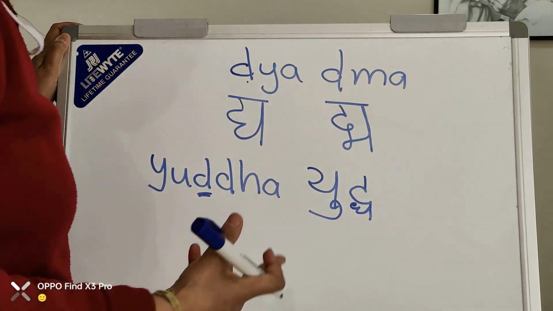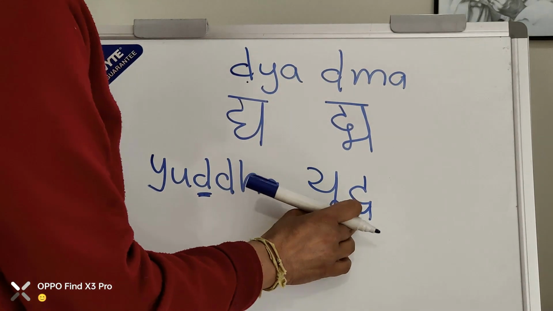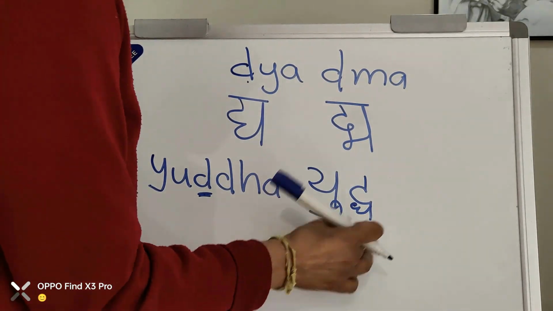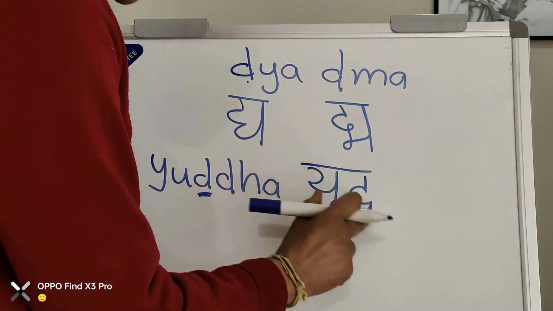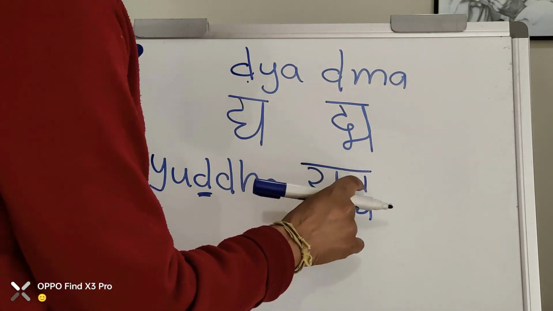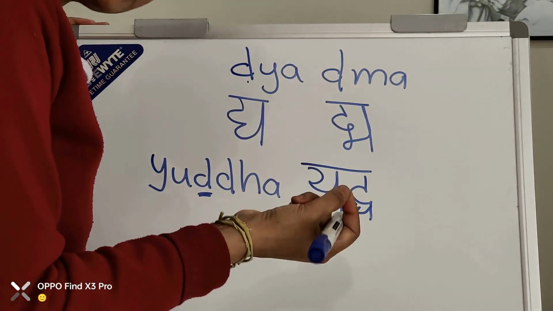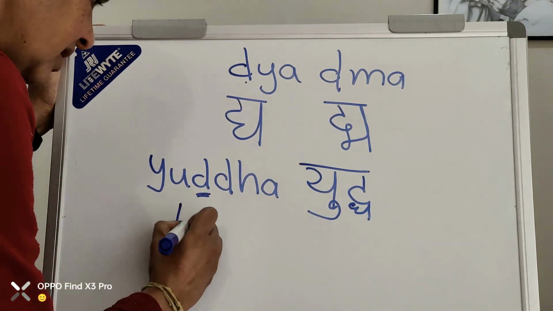Seems a little unfair, doesn't it? That the one that is full is actually sitting tiny under this. But that's how it is. How is this read? It is yuddha. This is the dha, the full dha. This is the short half dha. Yuddha. Buddha. Let us look at Buddha.